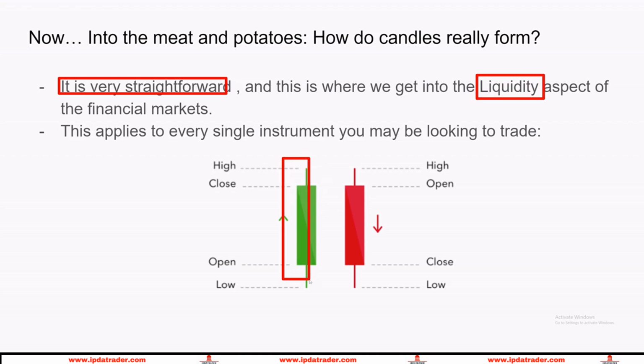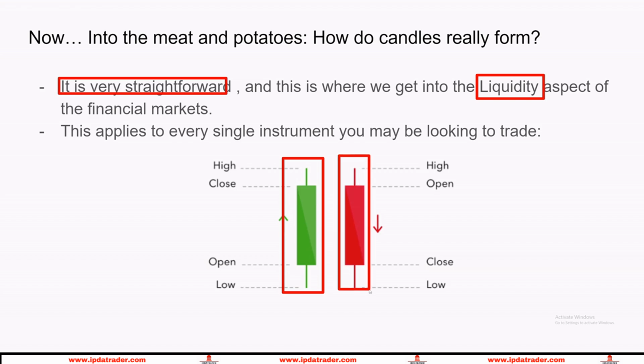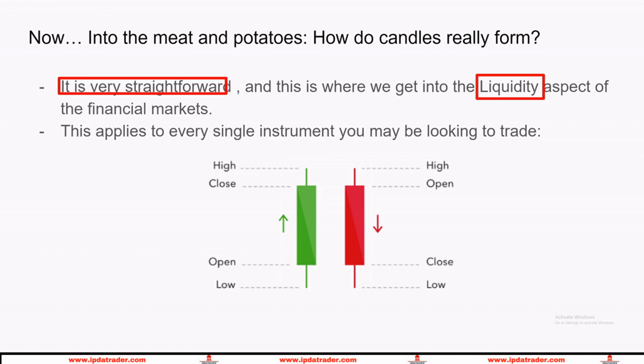Right over here, you see the four landmarks of any candle. Whether that is bullish, bearish, doji, engulfing, whatever you want to call it, every single candle has these four landmarks. You have an open price, a high price, a low price, and a close. These are the four landmarks that go into each and every single candle.